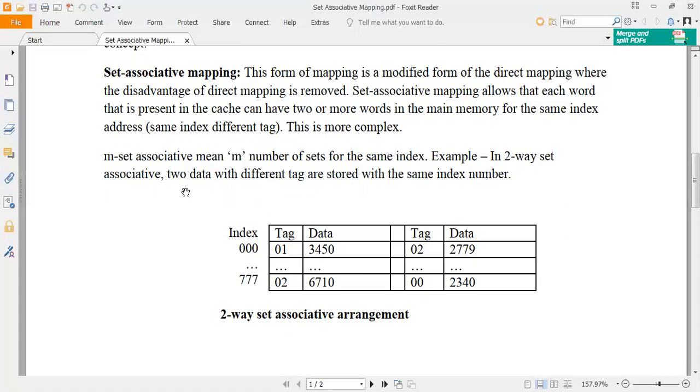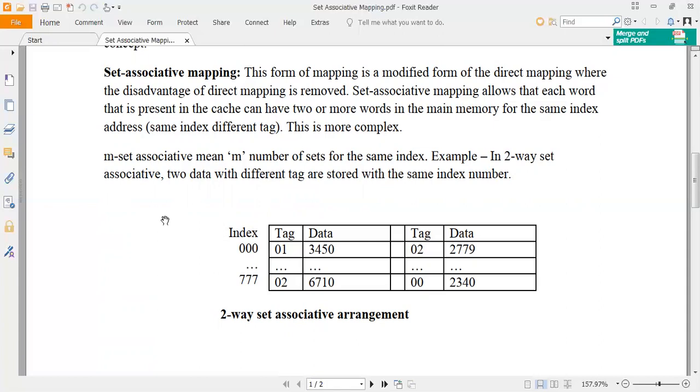If I talk about M set associative, that means there are M number of sets. M set, or M way set associative, means there are M number of sets. And what is a set? Same index, different tag. The index becomes the same, and I can store different data with different tags having the same index.